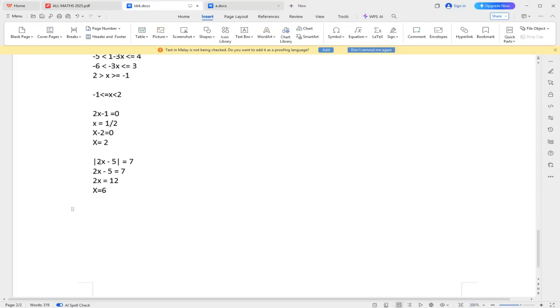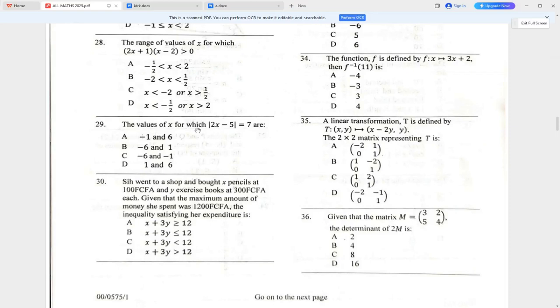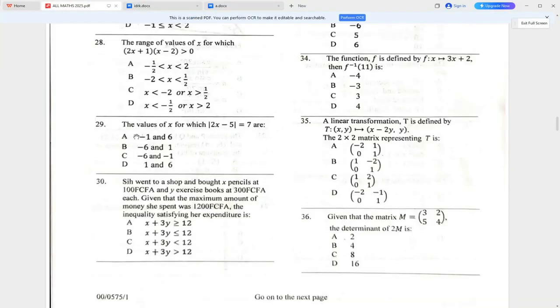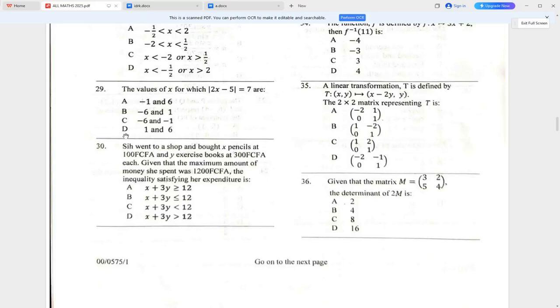Now we continue with the negative of what's in the absolute value sign. We have negative 2x plus 5 should be equal to 7. Now if we send 5 the other way, we have negative 2x is equal to 2, and we have x is equal to negative 1. Now these are the possible values of x. So we have negative 1 and 6, which is A for question 29.